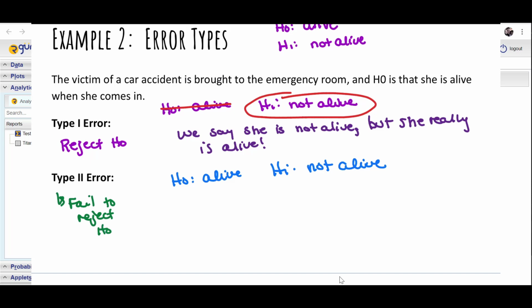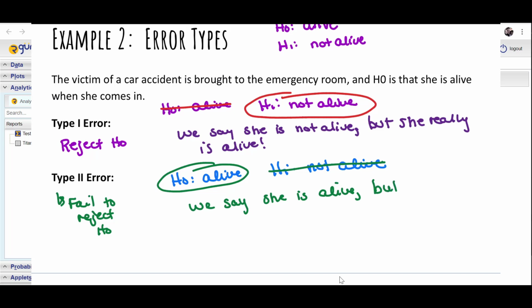So if we fail to reject the null, we don't have enough evidence to conclude that. So most likely we're saying that she's alive. So this is where we say she is alive, but that was a mistake because she really is not alive. So I think both are pretty bad. The second one is, I would say, worse.